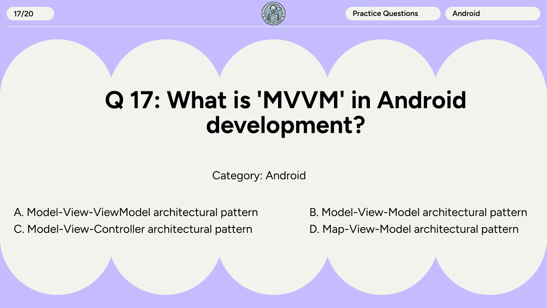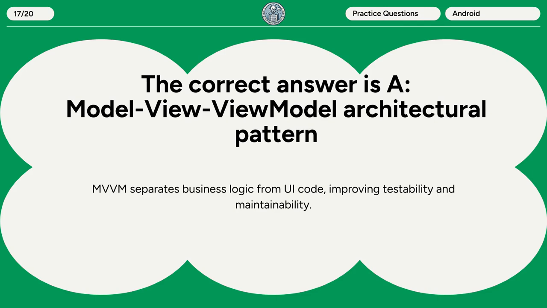Question 17. What is MVVM in Android development? A, Model View ViewModel architectural pattern. B, Model View Model architectural pattern. C, Model View Controller architectural pattern. D, Map View Model architectural pattern. The correct answer is A. MVVM separates business logic from UI code, improving testability and maintainability.